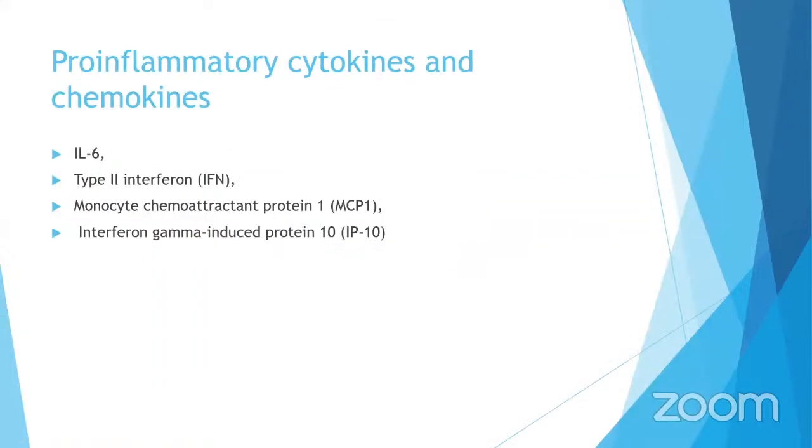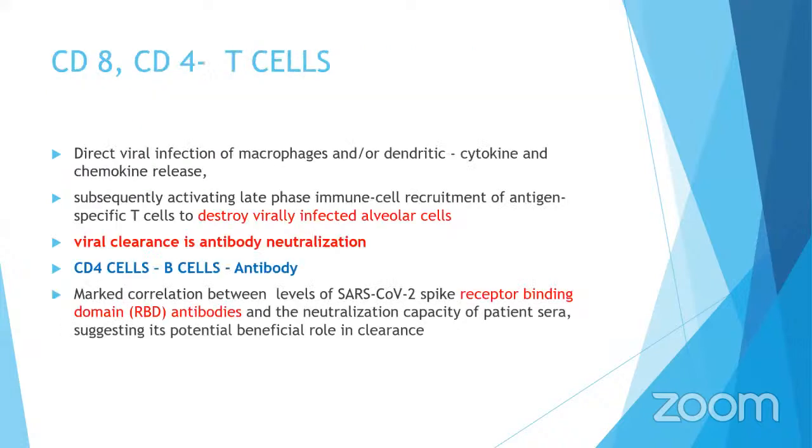The various cytokines and chemokines are produced during that inflammation, and interleukin 6 is highly elevated in the local site of inflammation. The others, interferon, monocyte chemoattractant protein and interferon gamma induced proteins, are increased during the inflammation. After activation in the lymph node, the cells produce two types of immunity: cell mediated immunity and humoral immunity. Cell mediated immunity consists of CD4 cell development and CD8 cell development. The CD4 cells activate B cells, which produce the antibody response. The antibodies cause neutralization and clearance of the infection.